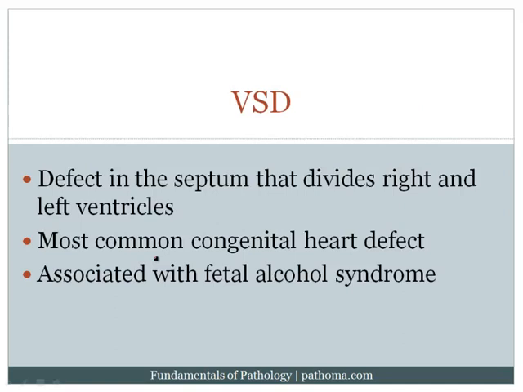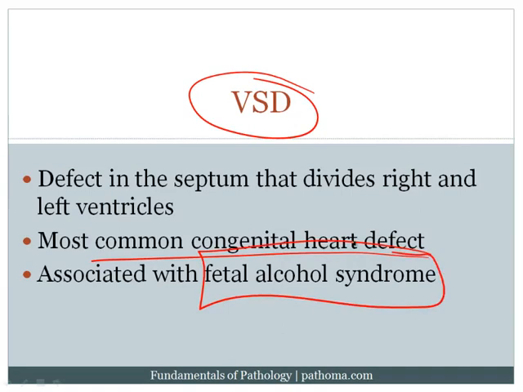So in ventricular septal defect, you get a defect in the septum that divides the right and left ventricles. Of course, the name gives it away, ventricular septal defect. Important to note, this is the most common congenital heart defect and very high yield. It's associated with fetal alcohol syndrome. Now let's just illustrate the anatomy to understand the problem.